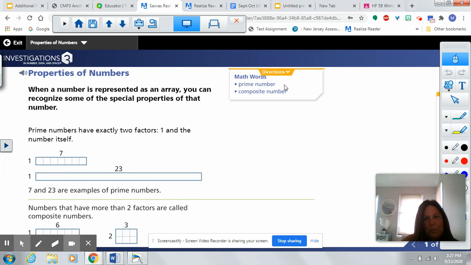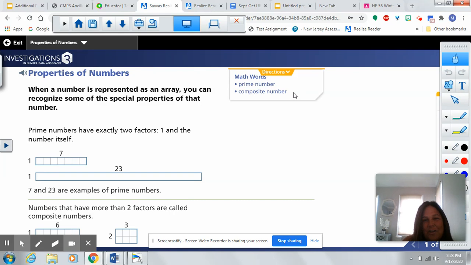So, I have a question for you. Why is 9 not a prime number? Right, because 3 times 3 is 9, and we know that 9 is a square number. So 9 actually has three factors. It has 1 and 9, but it also has 3 as a factor.